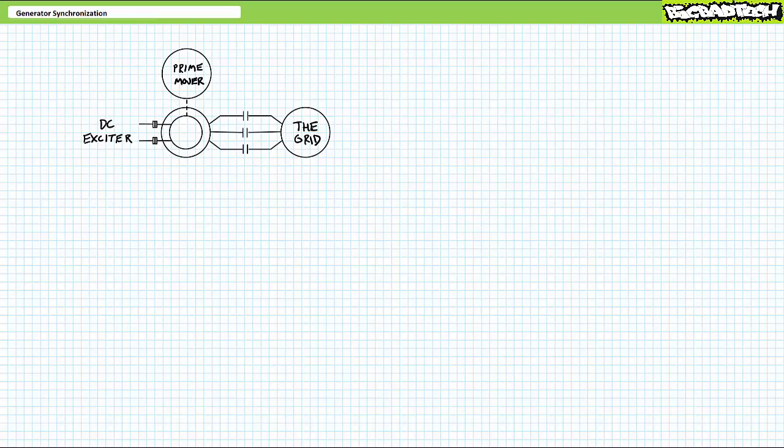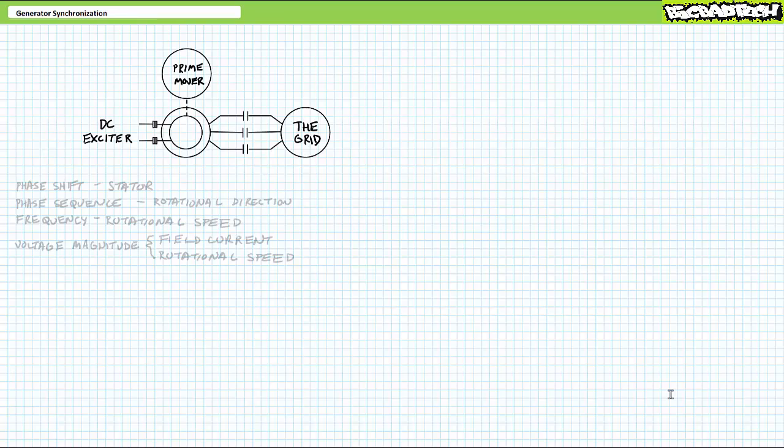Any excessive mismatch between the grid and generator may result in the catastrophic and costly destruction of the prime mover, the generator, coupling, electrical protection and distribution equipment, and/or your career and reputation. This is to be avoided at all costs.